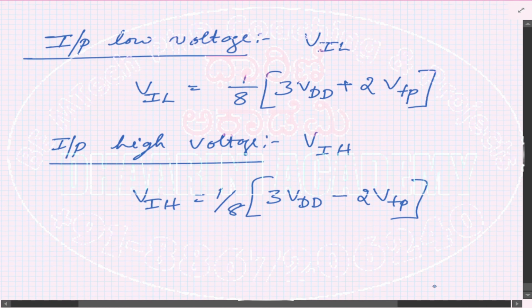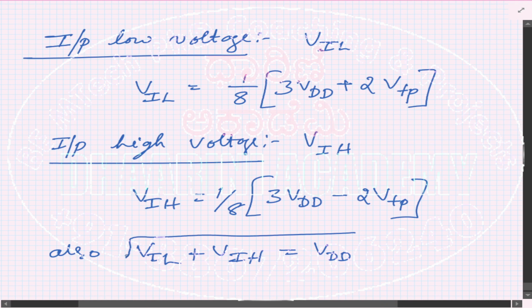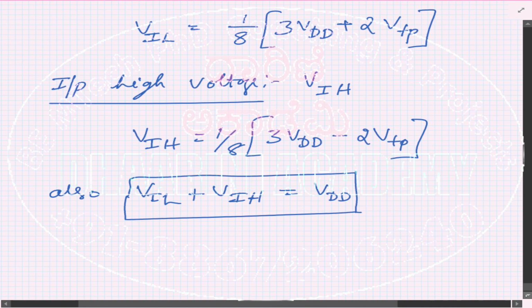Okay, and also there is a relationship between VIH and VIL. Also, VIL plus VIH is always equal to VDD. This is very useful in problems. Okay, moving ahead. Now we define what is called the noise margin.